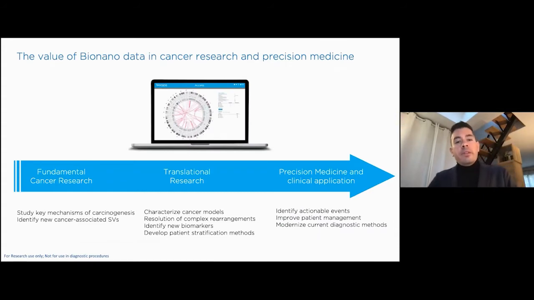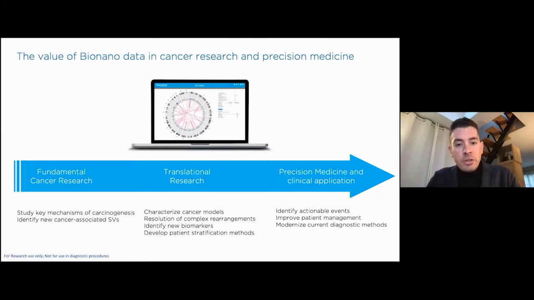But given its unique capabilities, optical mapping is playing a central role in generating results that redefine our understanding of cancer in fundamental and translational research, whether it is to study key mechanisms of carcinogenesis, to characterize cancer models, or to identify new biomarkers. And this opens new avenues for clinical applications, for the identification of actionable events, and also for the modernization of current diagnostic methods.